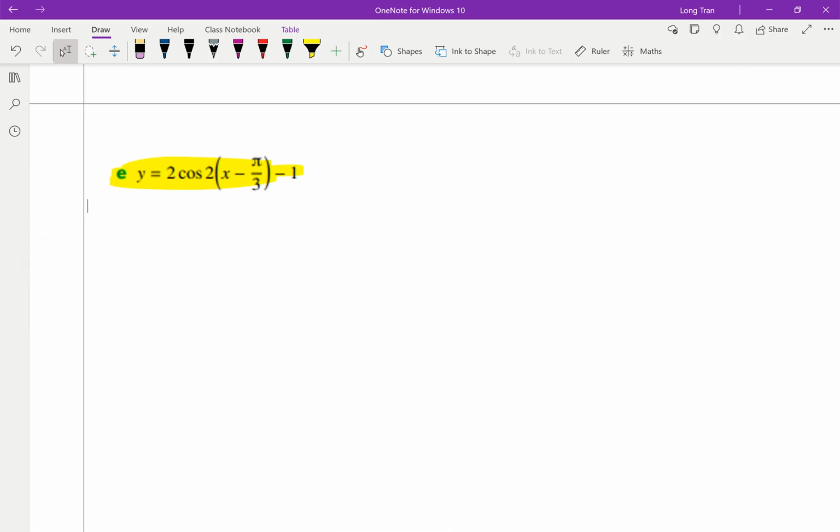The first thing I need to read is my amplitude, and I can see the amplitude is 2. So amplitude equals 2. I can see that the period is going to be affected by the 2 there. So period is equal to 2 pi on 2. Just for those who don't know, 2 pi over 2 gives me pi. And then I can see that this tells me down by 1 and to the right by pi on 3.